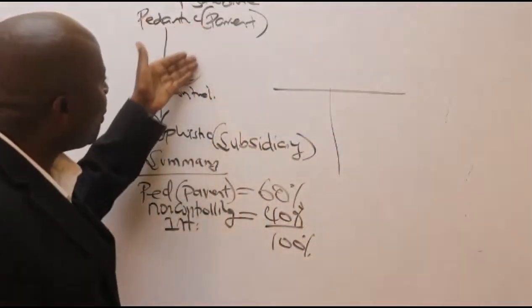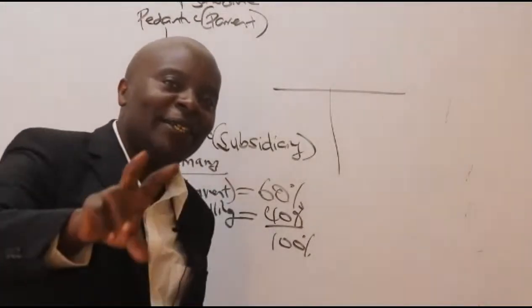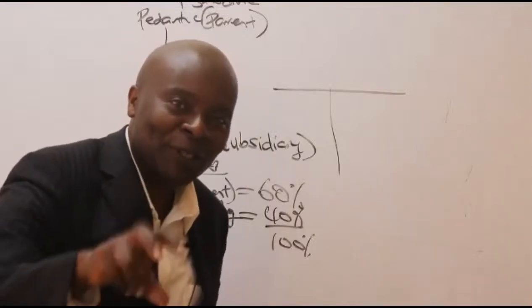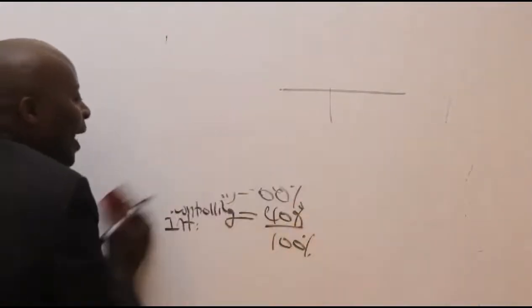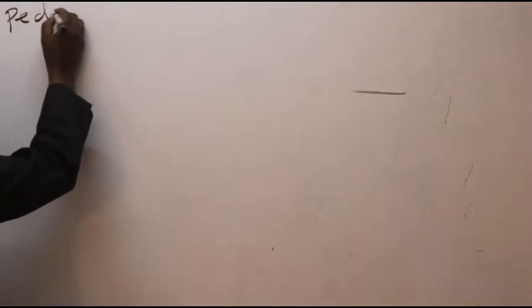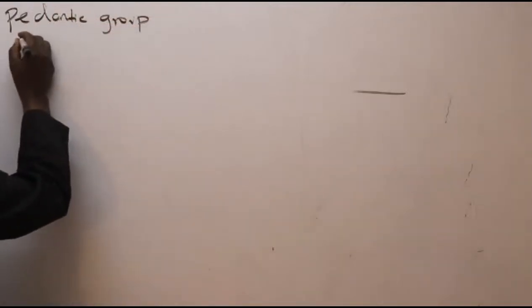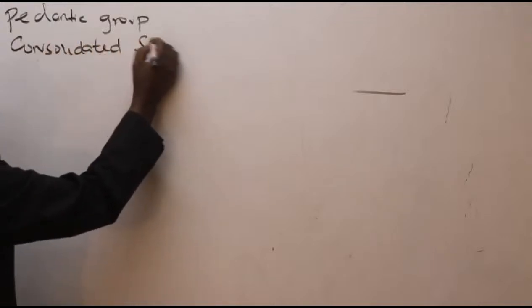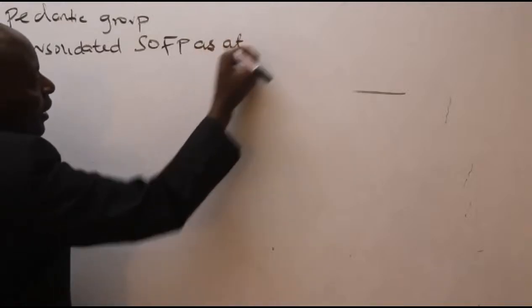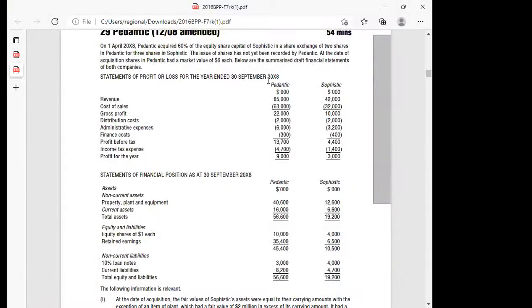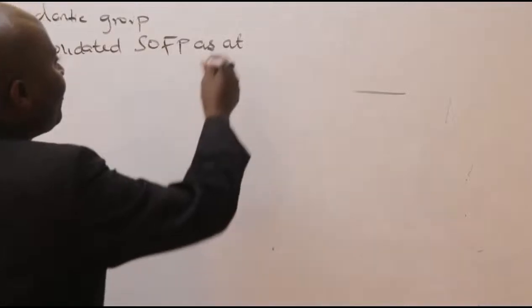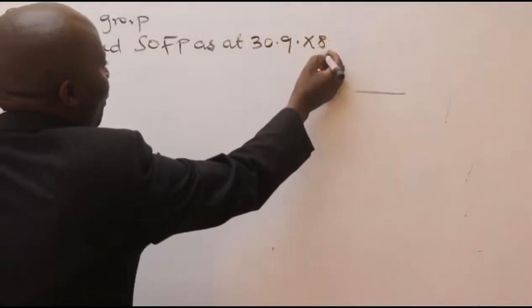After you have established how the group structure looks, a good student knows that if the examiner needs you to do a consolidated statement of financial position, that should be the next thing. So please mention the name of the company, which is Pedantic. So we have Pedantic Group, consolidated statement of financial position as at, and you can see the statement date here, 30th September X8. You underline like that.